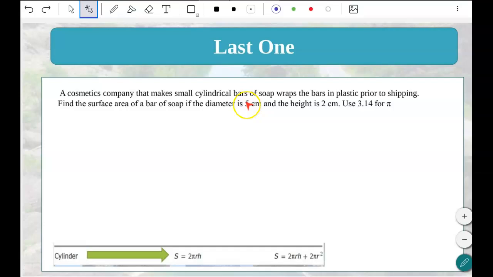A cosmetics company that makes small cylindrical bars of soap wraps the bars in plastic prior to shipping. Find the surface area of a bar of soap with a diameter of 5 centimeters and a height of 2. Use 3.14 for pi. All right, so this one's going to be total surface area because the whole bar of soap needs to be covered. So this is the diameter. We need the radius, so it's going to be half of that. So we're going to find the total surface area.